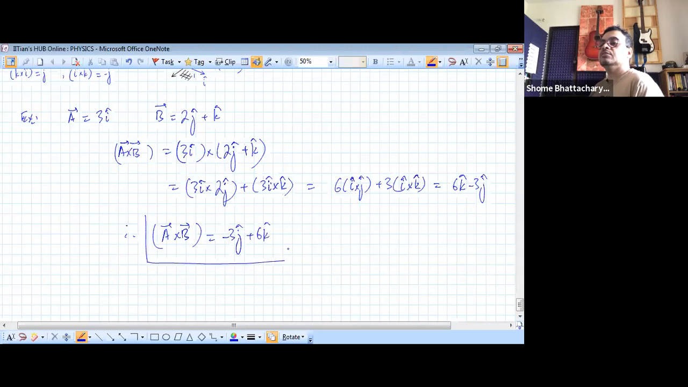Now you can check that this one is perpendicular to both A and B. If you take the dot product with A, you can see it's 0. If you take the dot product with B also, you can see it's 0.